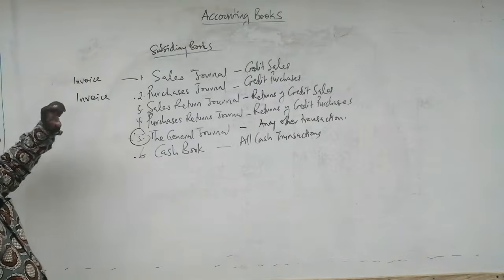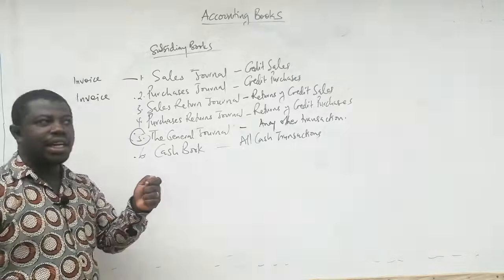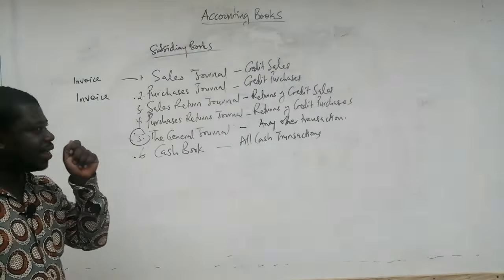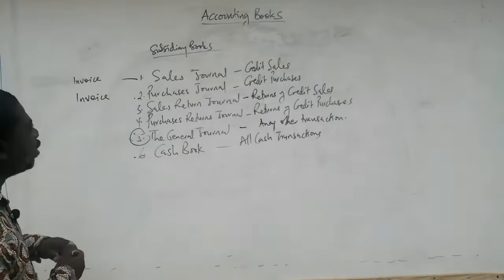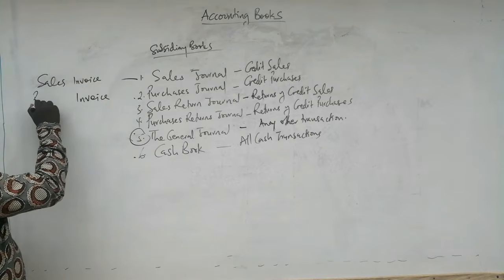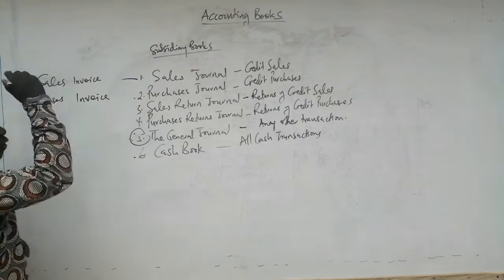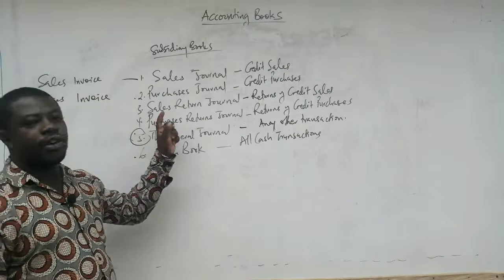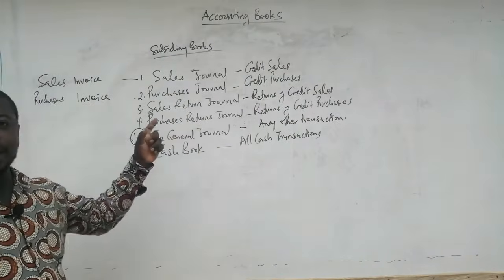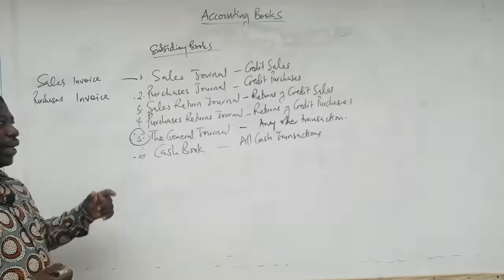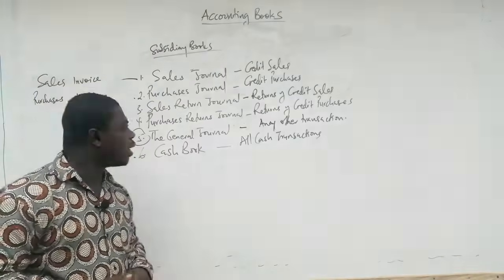For the invoice, the same invoice to the buyer is seen as a purchases invoice, and to the seller it is seen as a sales invoice. And so for the sales journal, we will say sales invoice, and for the purchases journal, we will say purchases invoice. And then when we come to the sales returns journal, mind you, another name for the sales returns journal is the returns inwards journal, and then the purchases returns is the returns outwards.